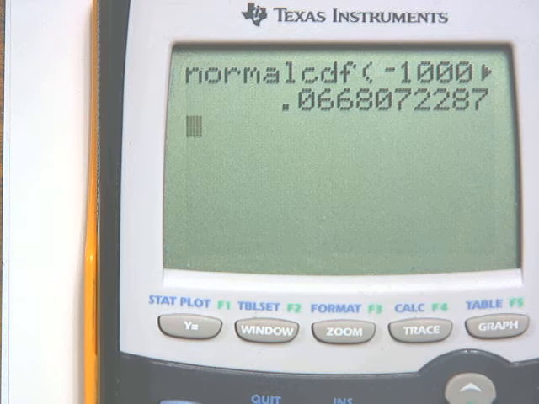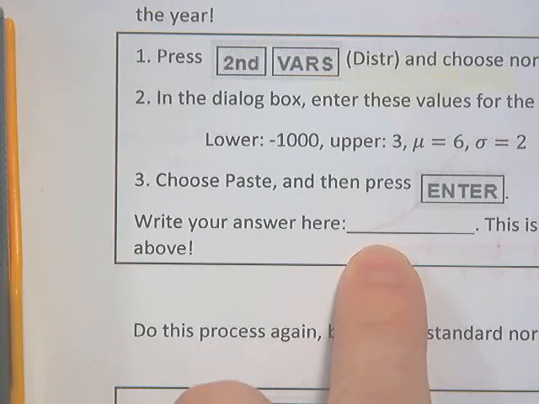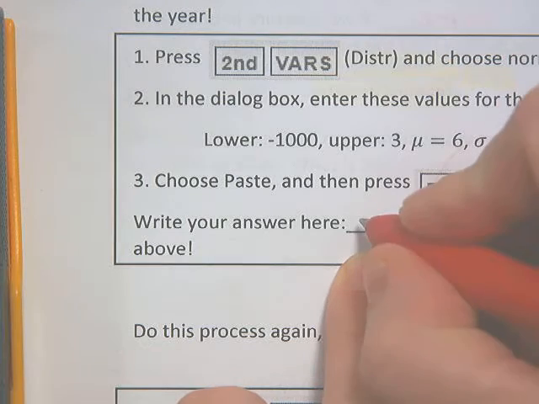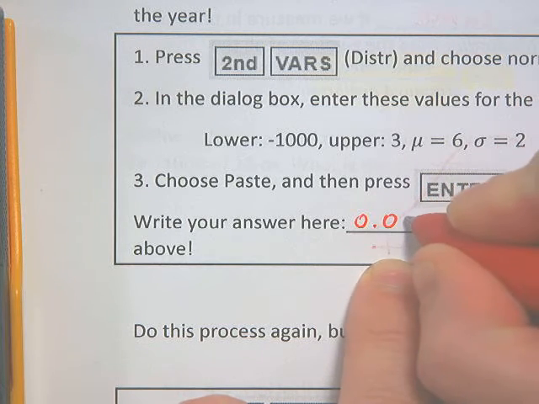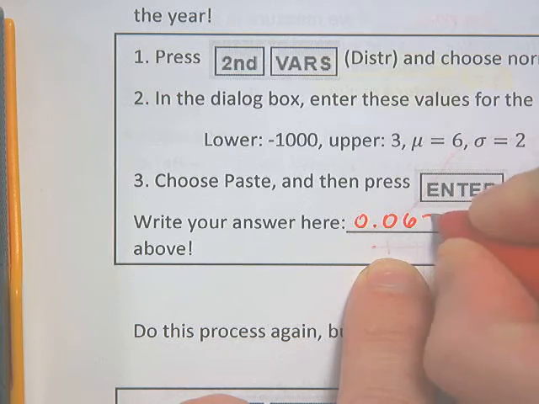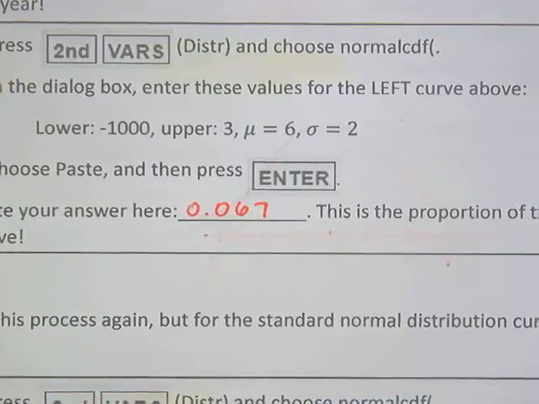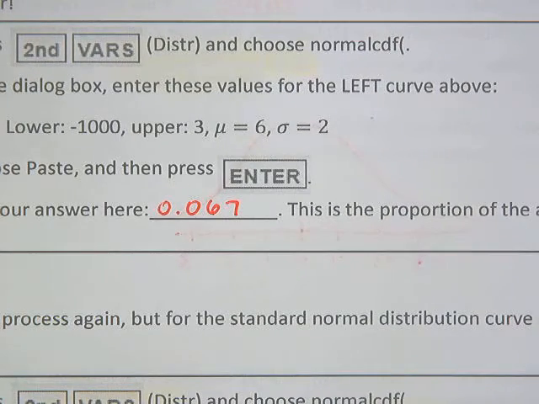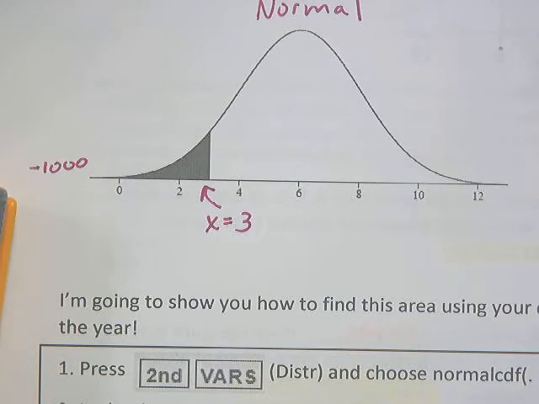Your calculator is going to tell you that this is the proportion of the area to the left of 3 in that curve. That's the area of the shaded region, essentially. So I want you to put that in this blank, and we'll go ahead and round, let's see, 0.067. This is the proportion of the area under the curve up here on the left, the normal curve.